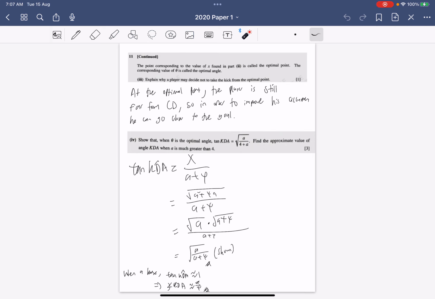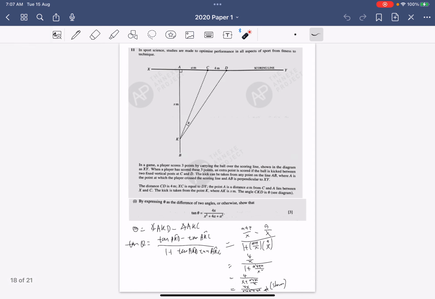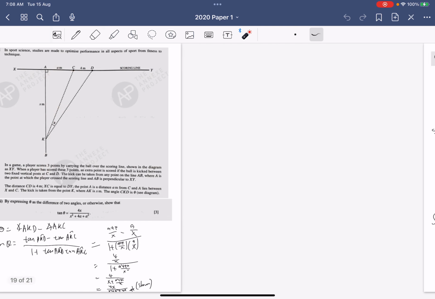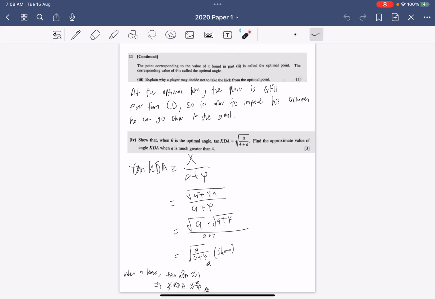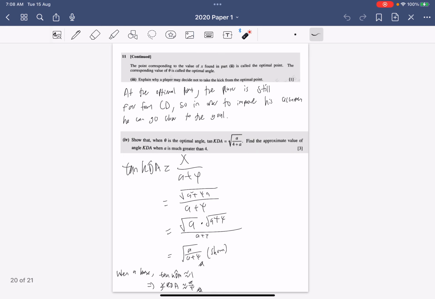Continuing, we know that a point of x is called the optimal point, so it's the maximum tangent alpha theta. So why must you not choose to keep from this optimal point? It's because this optimal point maximizes theta. If we go nearer, it's definitely a smaller theta, and if we go further, it will also be a smaller theta. But it might still be very far away from CD, so the accuracy of the goal might not be very good. So it's ideal to go closer to the goal. That will definitely increase the chance regardless of your theta angle.